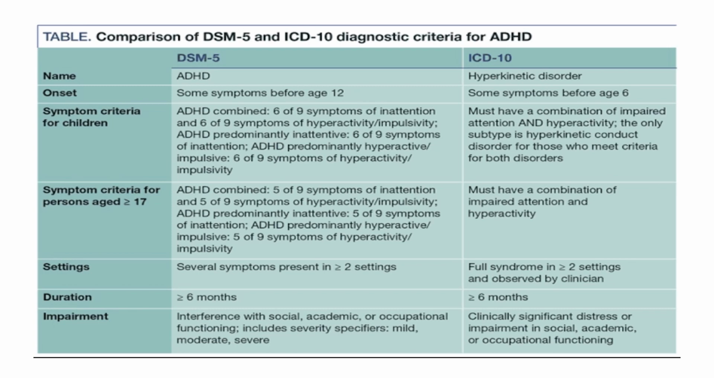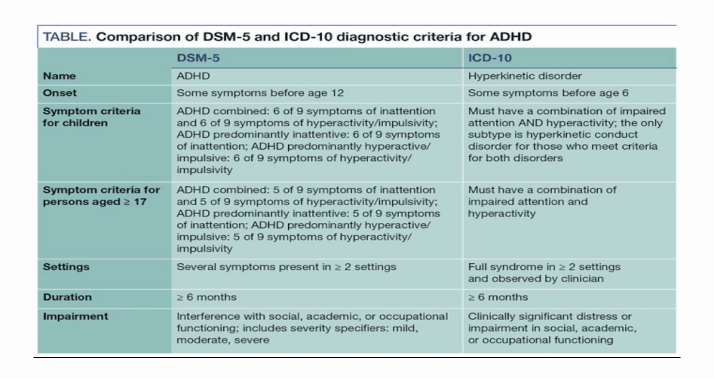In ICD-10, there must be a combination of impaired attention and hyperactivity. So a combination of the two is required. It's not limited to just one symptomatology. The only subtype is hyperkinetic conduct disorder, for those who meet criteria for both disorders. So this is an entity altogether in itself, hyperkinetic conduct disorder, which is a topic of discussion on its own. For persons greater than 17, according to ICD-10, there must be a combination of impaired attention and hyperactivity.